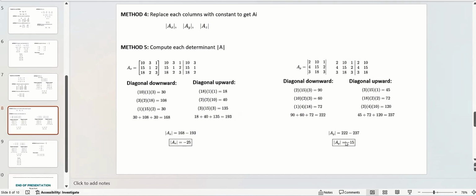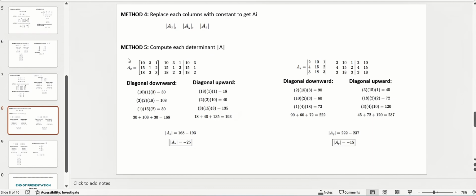Again, let's proceed to method 4 to replace each column with constant to get A sub i. So ato ni pangitaon is si determinant of A sub x, determinant of A sub y, and determinant of A sub z. Then the method 5 is to compute each determinant of A. So magsugod ta sa determinant of A sub x.